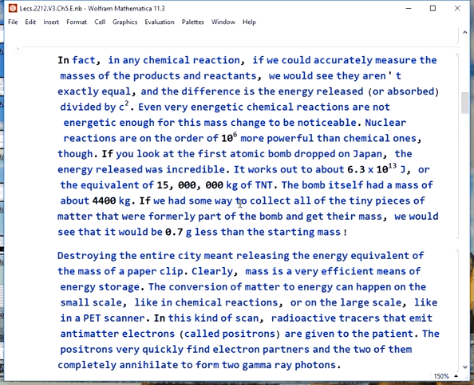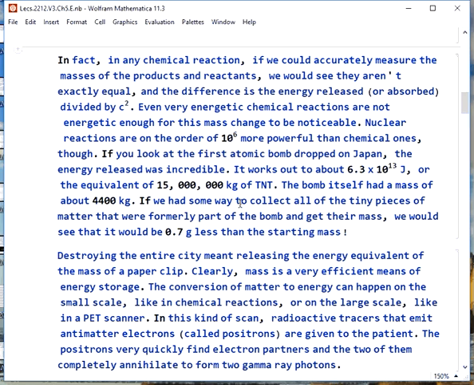If you look at the first atomic bomb dropped on Japan, the energy release was incredible. It was about 63 trillion joules. That's the equivalent of about 15 million kilograms of TNT. Now, the bomb itself had a mass of 4,400 kilograms, and only a tiny, tiny part of that actually reacted. If we had some way to collect all the tiny pieces of that bomb that were blown everywhere throughout that city and bring them all back together and get their mass, what we would find is it was about 0.7 grams less than the starting mass.